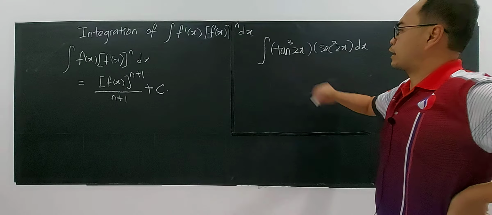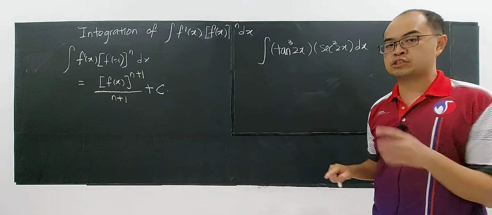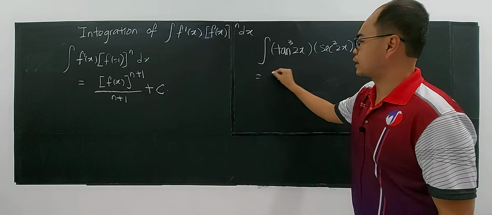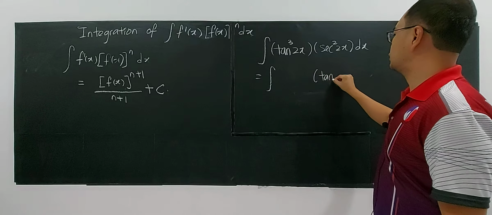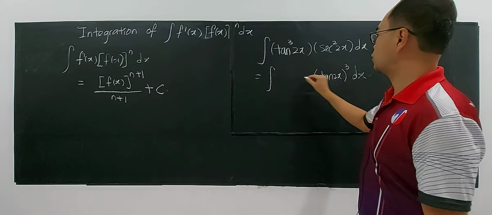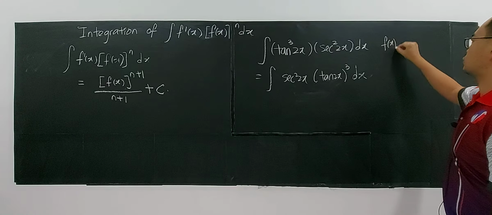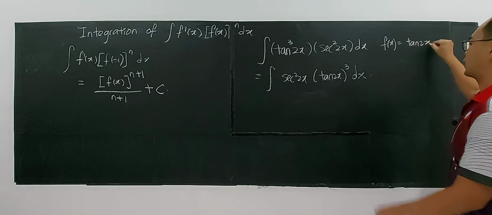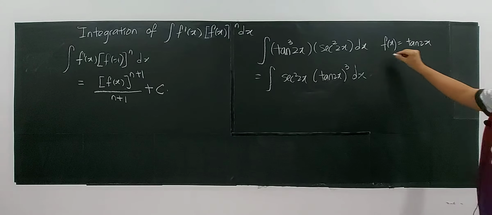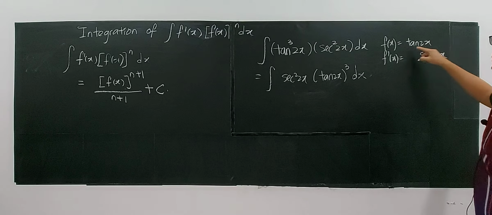Now I can see this is tangent. As you know, differentiation must go first. Differentiate tangent and you get secant squared. So I can rearrange this to be tangent 2x to the power of 3. Because I know the differentiation of tangent gives secant squared 2x, I try to differentiate tangent 2x first, and I get secant squared 2x.